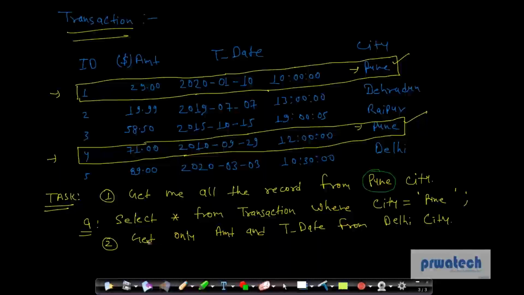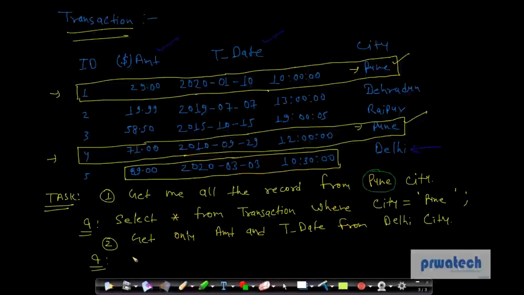So what this second query is saying is, always read the objective carefully. Get only amount. So there is a word only, right? Only amount and T date, which means this one and this one from city Delhi. So ideally they are saying we need just this record. We don't need ID, we don't need city. We need these two columns from Delhi.